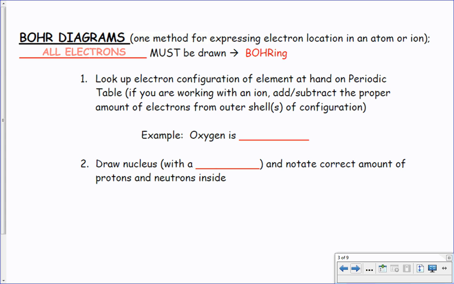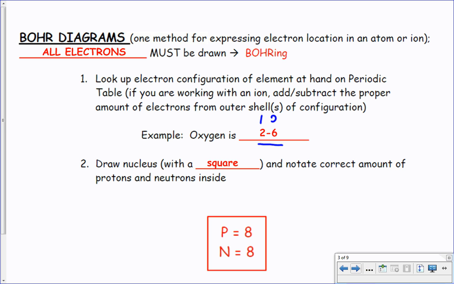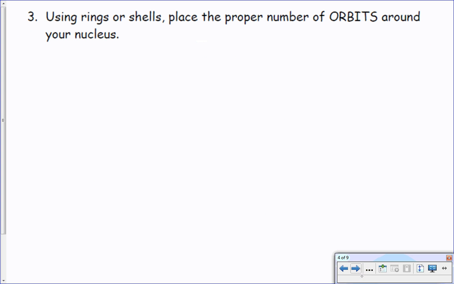Okay? So, Bohr diagrams, we're going to show all of the electrons. We learned how to do electron configurations. So in oxygen, the electron configuration is 2, 6. So we need to look that up if we're going to do oxygen. Then I'm going to draw a square. And in the square, I'm going to say how many protons and neutrons does oxygen have? 8 each. Okay. Now, how many energy levels does this electron configuration tell me I have? It says I have 1 energy level and 2 energy levels. So that's not electrons, that's 2 electrons in the first energy level, 6 in the next. So we need to be able to put that into our diagram.